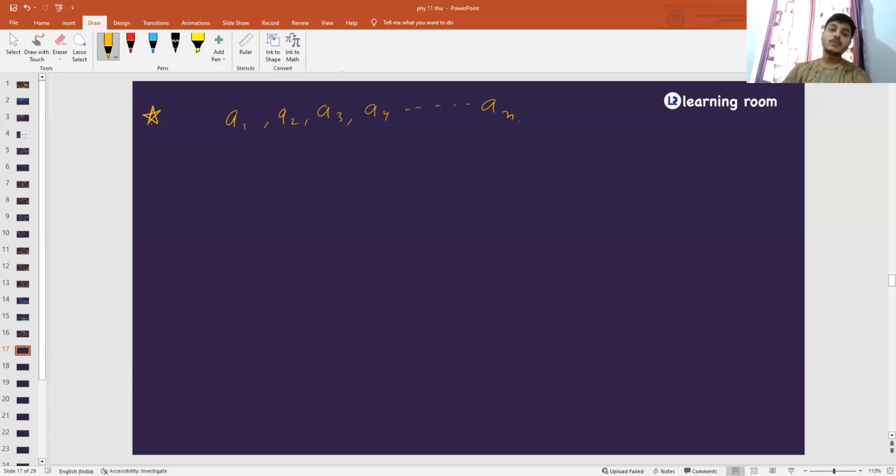So what we'll do, we'll check the mean value. What is the mean value? How do we calculate the mean? Mean is the sum of all the observations divided by the number of observations. I'll give the examples at the end. So mean is the sum of all the observations by the number of observations, right?